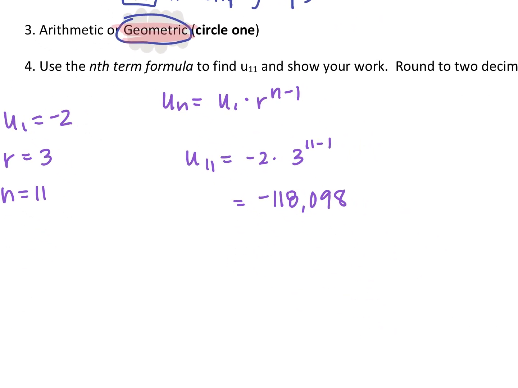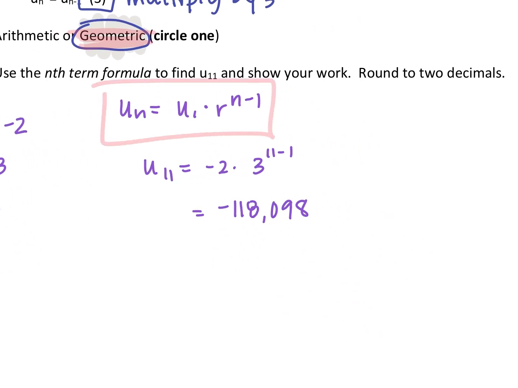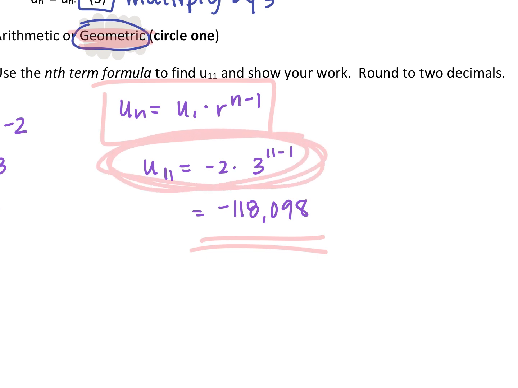And to use this formula, this was the one we didn't use as much, but the geometric formulas, that's one of them. You stick the numbers in the right spots and you get negative 118,098. And if you had the right numbers here, but you just got the wrong answer here, you've got to fix that. You need the calculator to come out with the right answer. You must be doing it wrong.